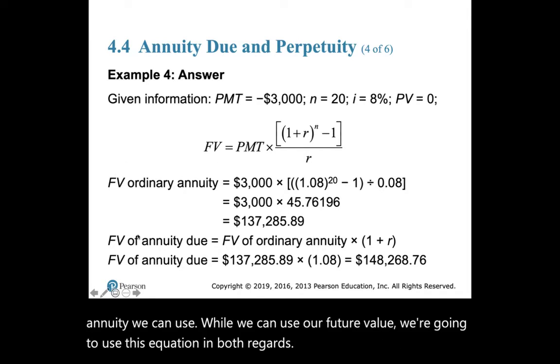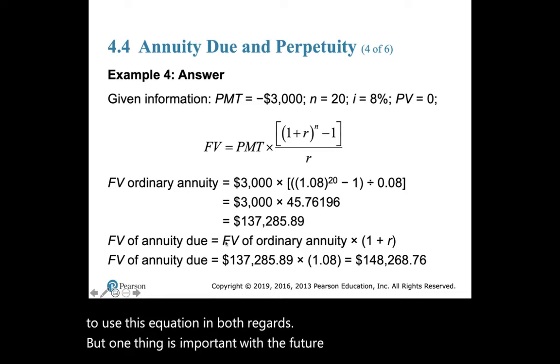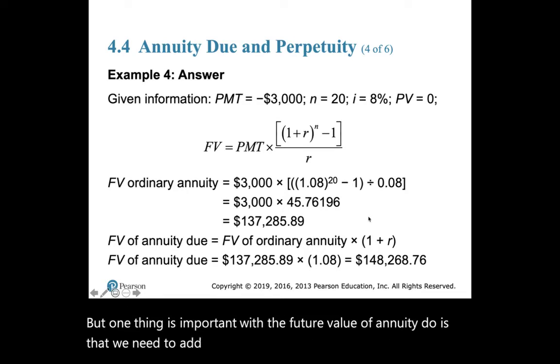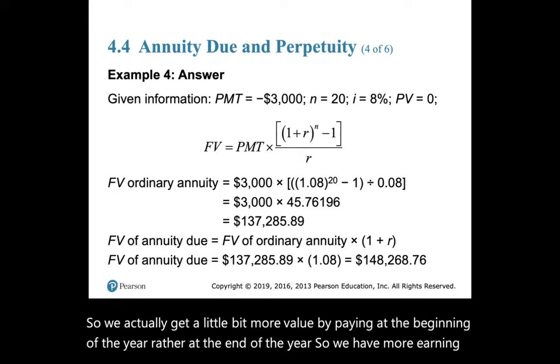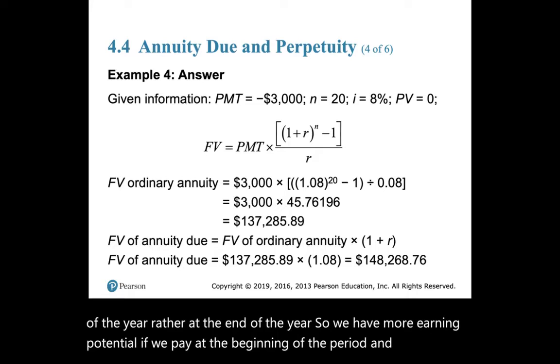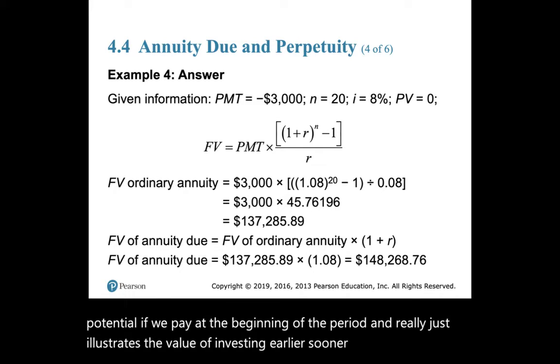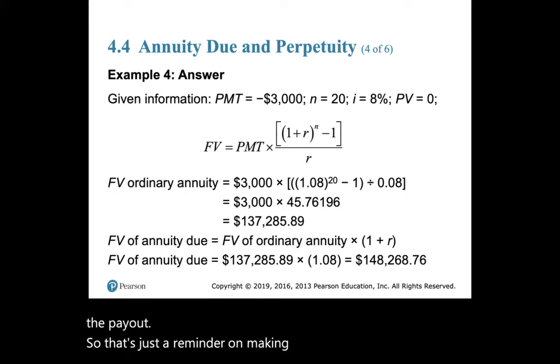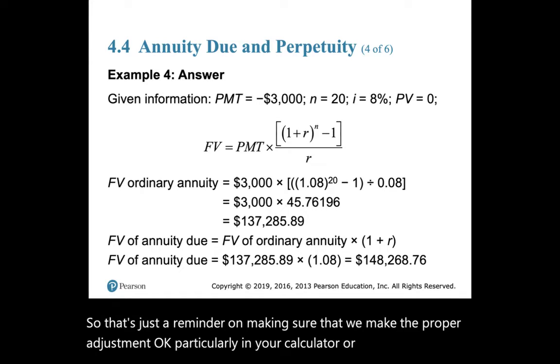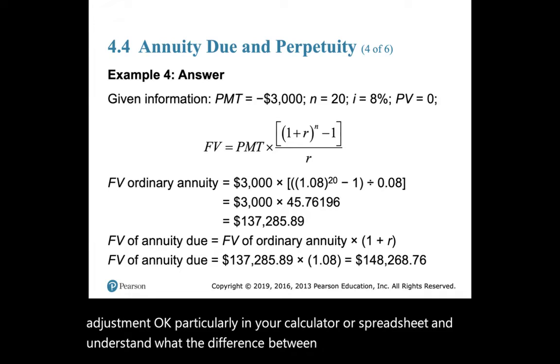But one thing that is important with the future value of an annuity due is that we need to add on one additional future value. So we actually get a little bit more value by paying at the beginning of the year rather than at the end of the year. We have more earning potential if we pay at the beginning of the period. It really just illustrates the value of investing earlier. The sooner you save, the bigger the payout. So that's just a reminder on making the proper adjustment, particularly in your calculator or your spreadsheet, and understanding the difference between annuities and annuity dues.